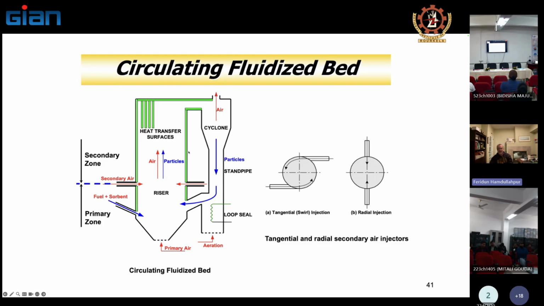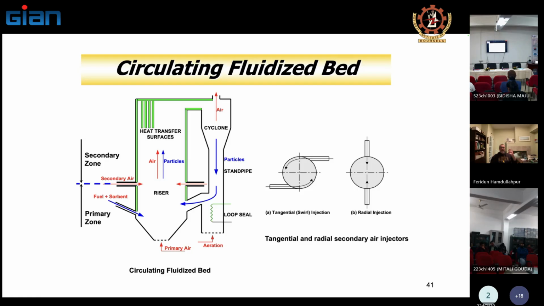We call this area the standpipe, and particles are reintroduced into the bed. Of course, you can't keep doing this and add new particles here. Part of the ash, whatever particles, will be taken out here. It's all under control by adjusting this aeration. Okay, so this is the principle behind a circulating fluidized bed.